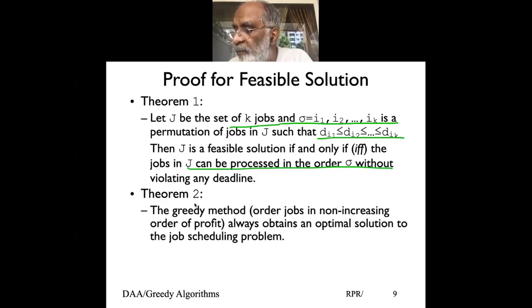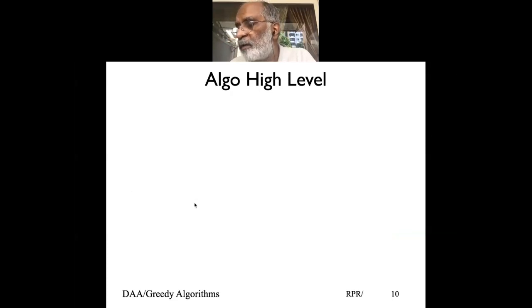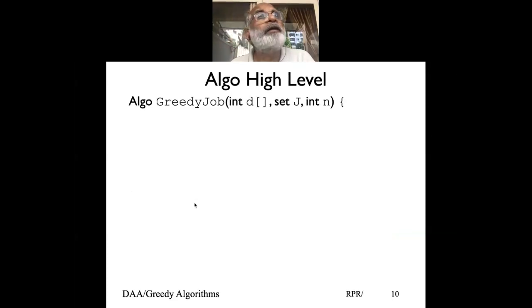The second theorem is that the greedy method, used in non-increasing order of profit, gives the optimal solution, because we're always looking at the maximum profit first. Any other solution would give lower profit, so it will not give me the optimal solution. We will not go into the details of the proof, but this is what the theorems are in total.